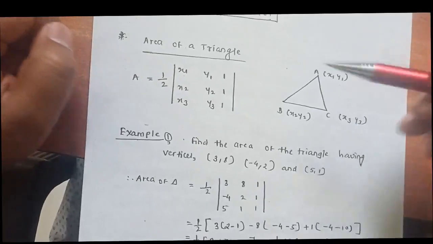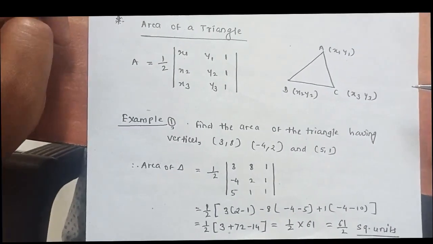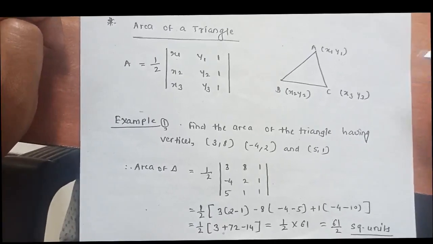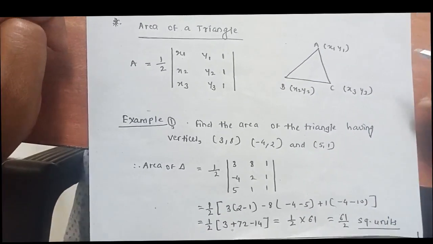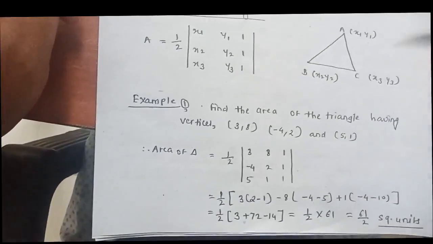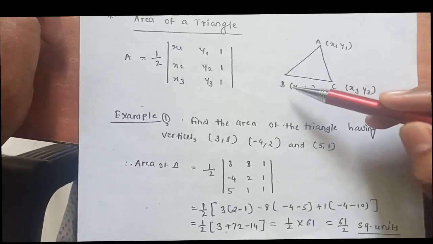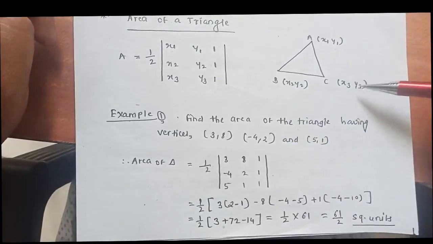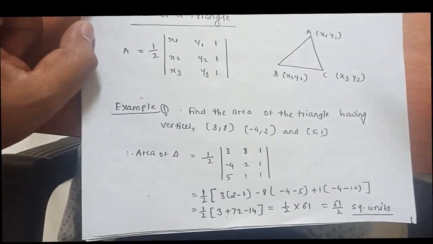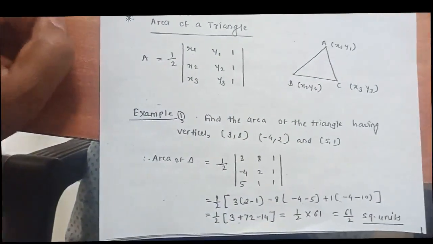So if the question comes in the exam, find the area of a triangle, or the points are collinear, some conditions they will put in, we'll see in the problems better. With respect to this triangle, the A coordinate is x1 y1, B coordinate is x2 y2, and C coordinate is x3 y3. So we can write the area of the triangle in this arrangement.